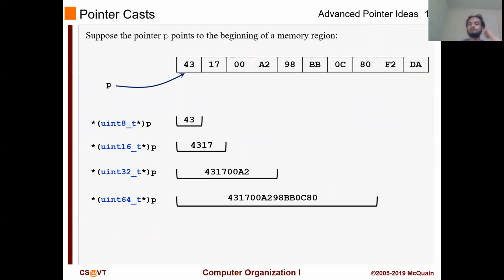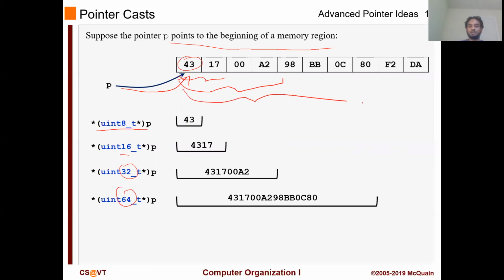Okay, so here is a better visualization. Suppose the pointer P points to the beginning of the memory region. So over here. If we do a typecasting with 1 byte, which is 8 bits, it's just going to print this. But if we do a typecasting with 2 bytes, it's going to take both of them. If we do 4 bytes, it's going to take 4 of them. And if we do 64 bits, it's going to take 8 bytes. Give it a try yourself and see what happens.